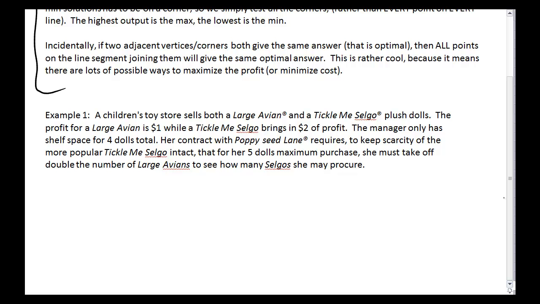So the first thing we always do with the word problem is try to set up the equation system. And if you go through the chapter in sort of the way the book does through the examples, the format is this. We always talk about maximizing or minimizing. Here, because we're discussing profit, it's going to be maximizing. We want to make profit as best as possible. So I'm going to have a maximize equation. We're going to call it capital P for profit. And here's the rule. Profit is this. It's $1 for the large avian. I'll call large avian A. And it's $2 for the Tickle Me Selgo.